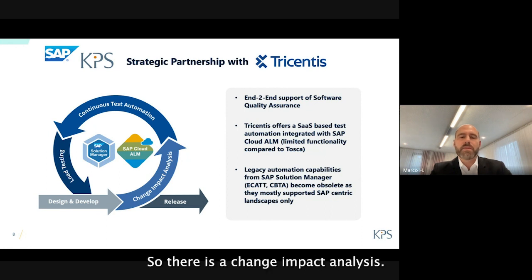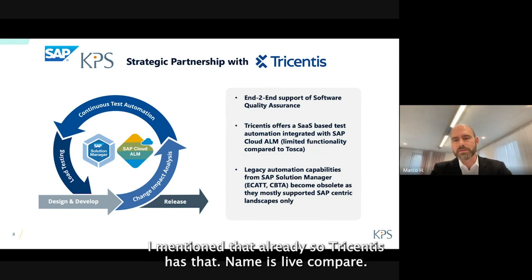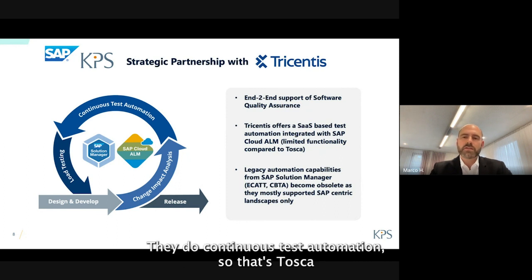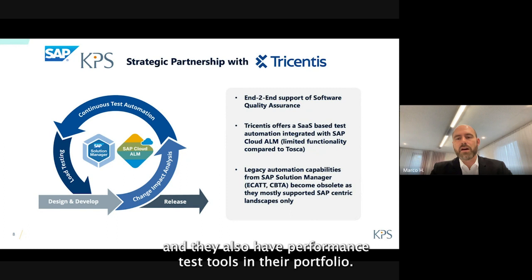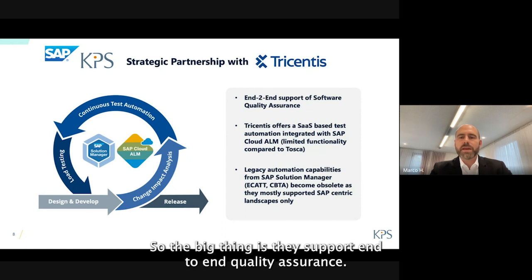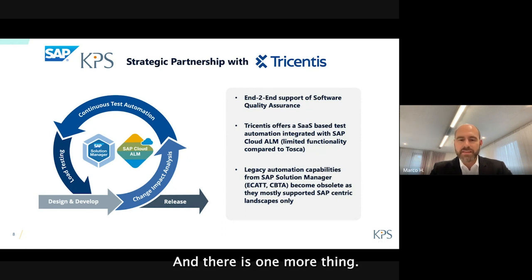So there is a change impact analysis. I mentioned that already. So Tricentis has that. Name is Live Compare. They do continuous test automation, so that's Tosca. And they also have performance test tools in their portfolio. So the big thing is they support end-to-end quality assurance. And there is one more thing.